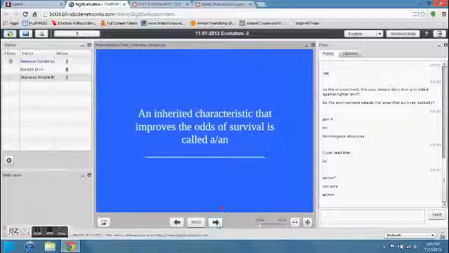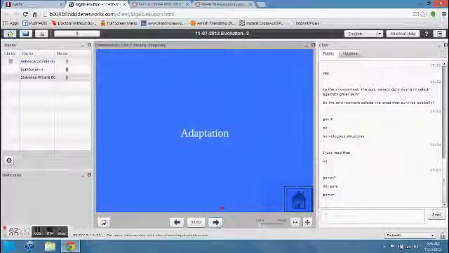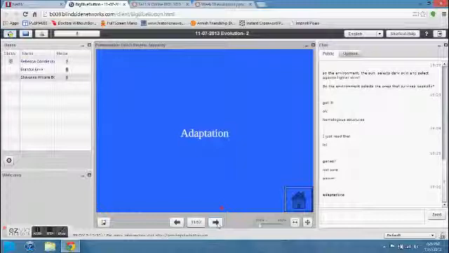Adaptation. An inherited characteristic that improves the odds of survival and enhances reproduction. Exactly. If you want to improve your chances of survival, you have to adapt to the environment. Make changes so that you can better fit your environment. Any questions with adaptation before we move on?